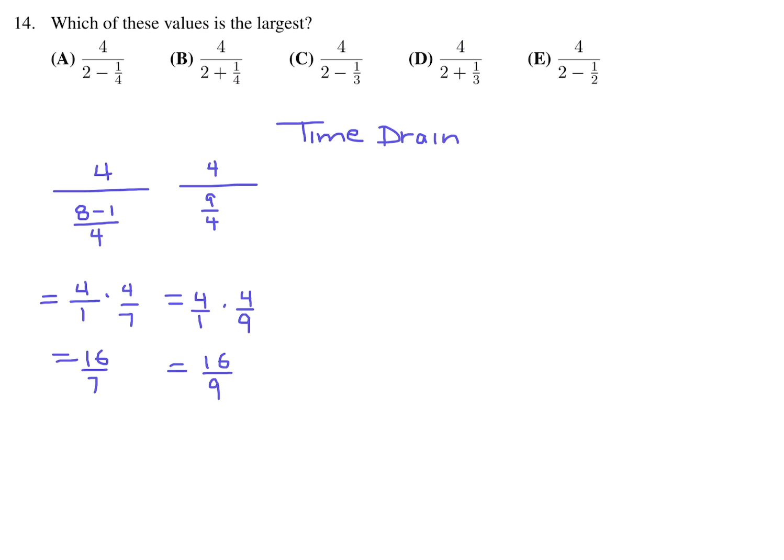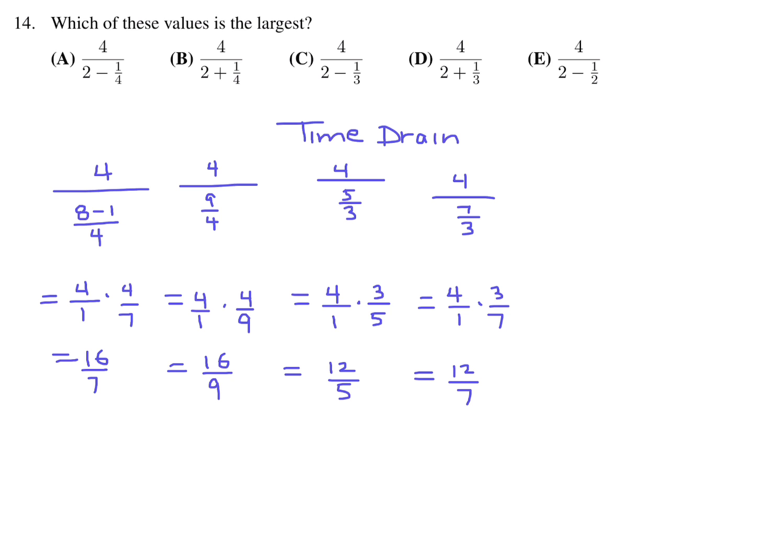All right. Next one looks like 4 over 5 over 3, and that, of course, would be 4 over 1 times 3 over 5, which is 12 over 5. And the next one, 4 over 7 over 3, and that is 4 over 1 times 3 over 7, and that's 12 over 7. And the last one is 4 over 3 halves, and therefore 4 over 1 times 2 over 3, and that's 8 over 3.